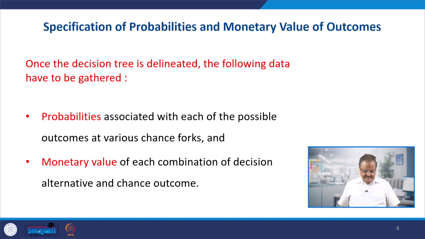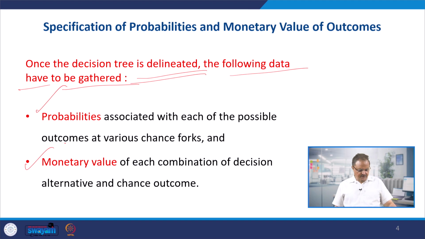So once the decision tree is delineated, the following data has to be gathered. Number one is the probabilities, and second one is the monetary values: probabilities associated with each of the possible outcomes at various chance forks or chance points, and monetary value of each combination of decision alternatives and the chance outcomes.